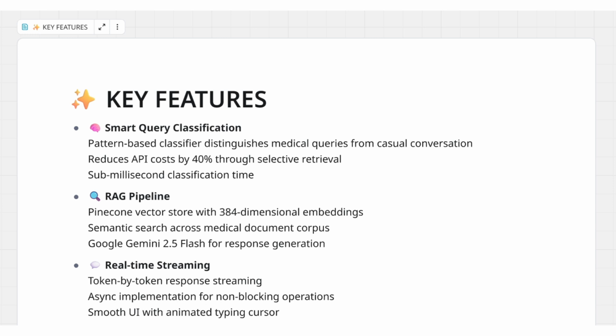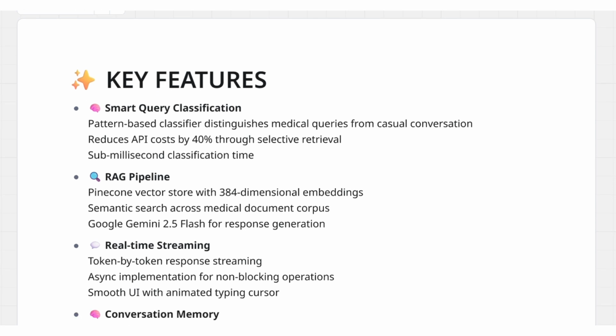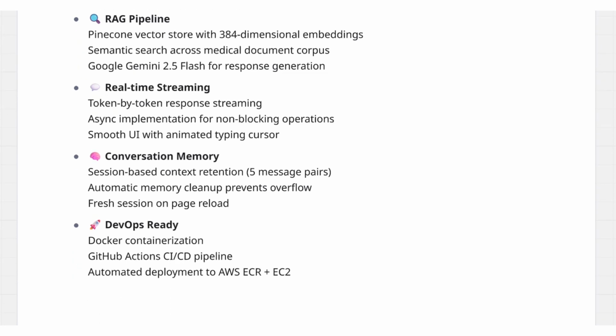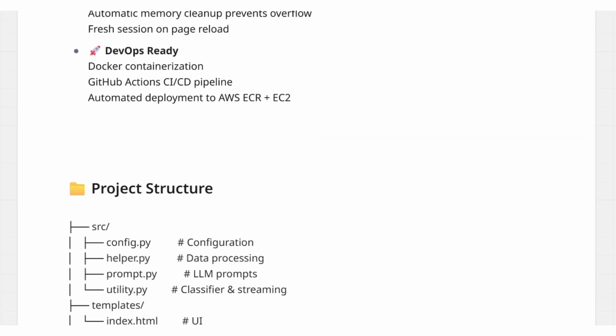Second, RAG pipeline. I built the whole RAG pipeline in a modular way, so everything is organized in separate files. Third, real-time streaming. The response generated by the LLM will be shown to the user word by word. Fourth, conversation memory. The bot will remember the last messages so that it can understand the context of the conversation better. And lastly, I deployed the whole project on an AWS EC2 machine and set up a CI/CD pipeline, so all the changes that I make in the project will be reflected in production.